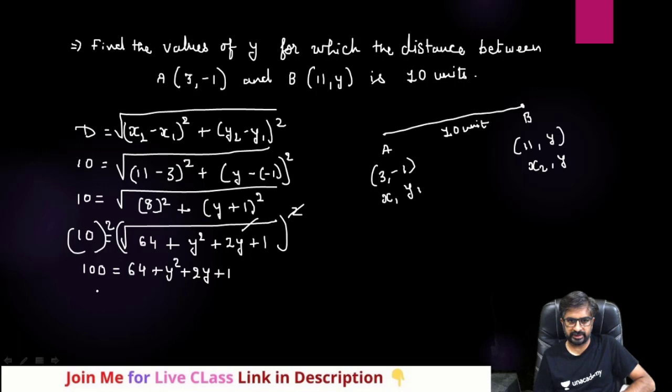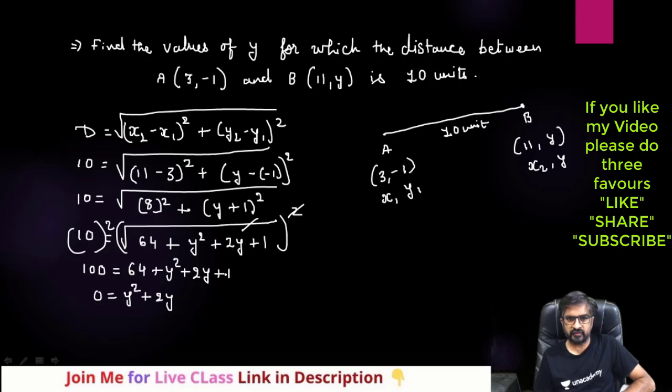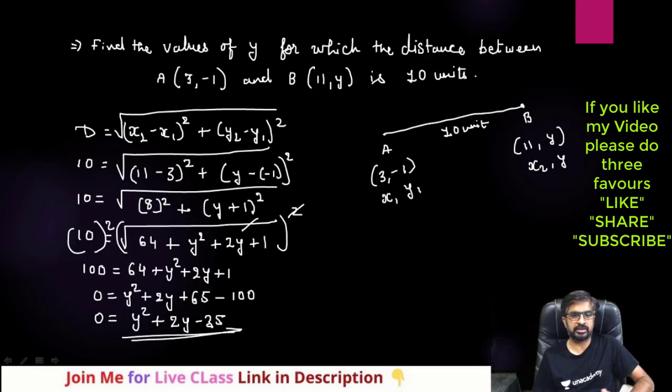Now take this 100 also on that side. So 0 equals first y square plus 2y, then 64 plus 1, 65, minus 100. So you will get minus 35. So 0 equals y square plus 2y minus 35. Here you can solve this by splitting the middle term. If you don't know how to do splitting the middle term, you can watch my separate video; I have taught many shortcuts. Directly I can tell you that here the factors will be (y plus 7) and (y minus 5). So that will give you this.